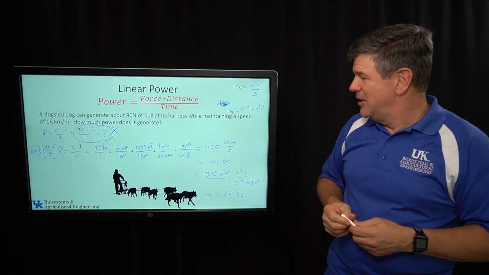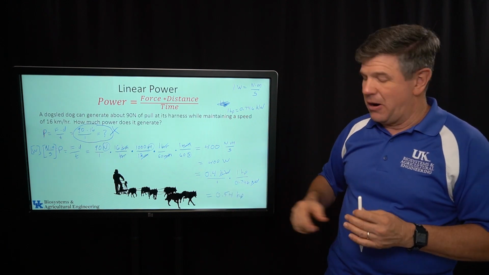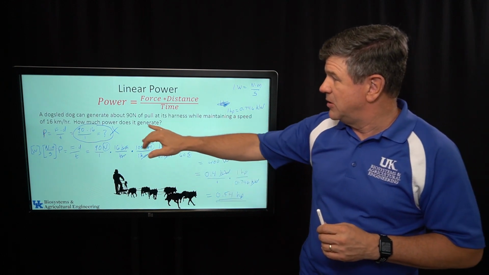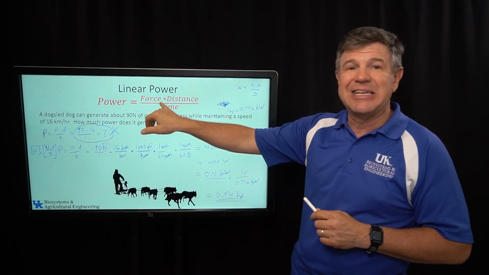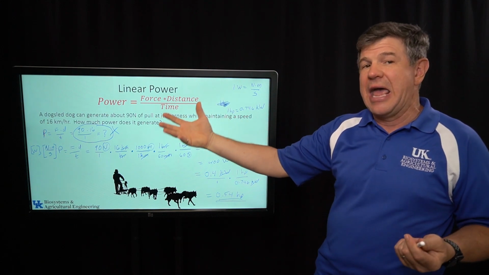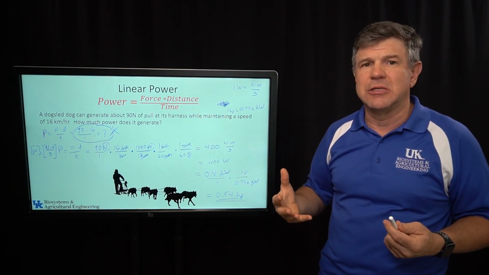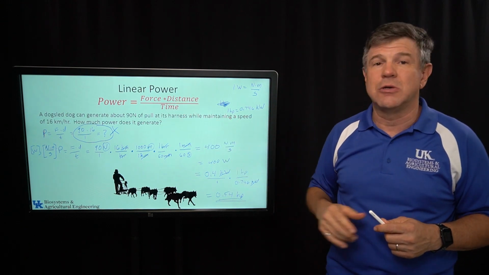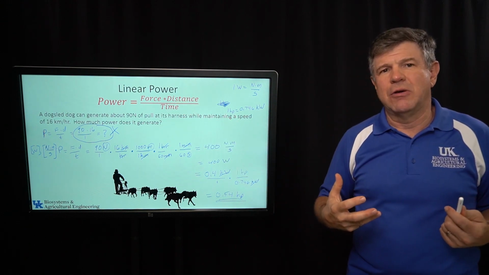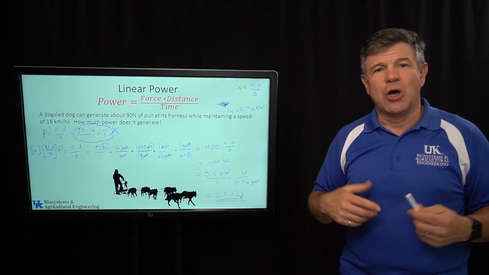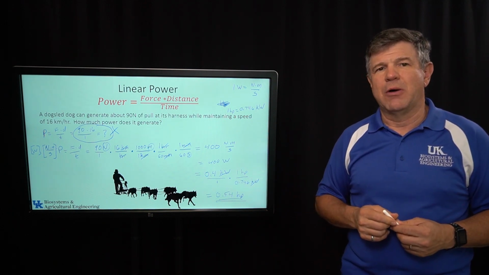So it's kind of neat to be able to look at that, but this is linear power. Again, the key thing that we want to watch is that we don't just start chunking numbers into these equations and getting a number out and assuming that it's right, because there's a good chance that it's not. There's a good chance that those units are messed up. Keep track of those units. We'll do some more examples here of rotational power to illustrate how we come out with the wrong answer.